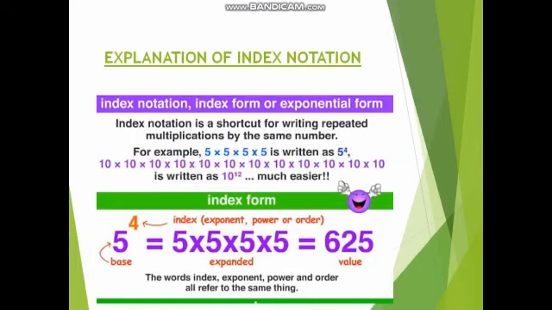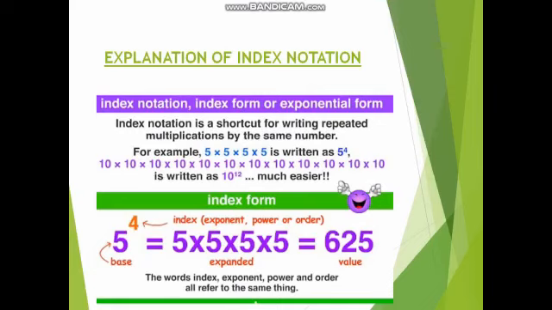For example, 5 into 5 into 5 into 5 is written as 5 raised to power 4. That means you have written the common base once and then raised the power to 4, for 4 times. When you expand that power, the same result will be given.